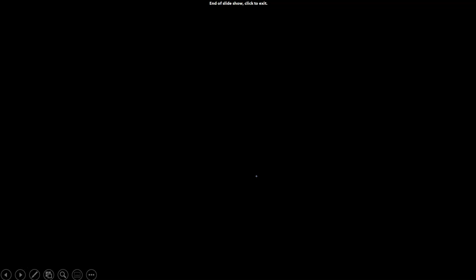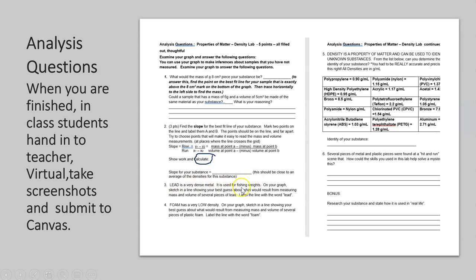Then it says lead is a very dense material. It's used for fishing weights. On your graph, sketch in a line showing your best guess about what will result from measuring mass and volume of several pieces of lead. Conversely, foam has a very low density. Sketch a line that looks like it might be foam. So there you go. Think about what you did and do that. Density is a property of matter and can be used to identify unknown substances.